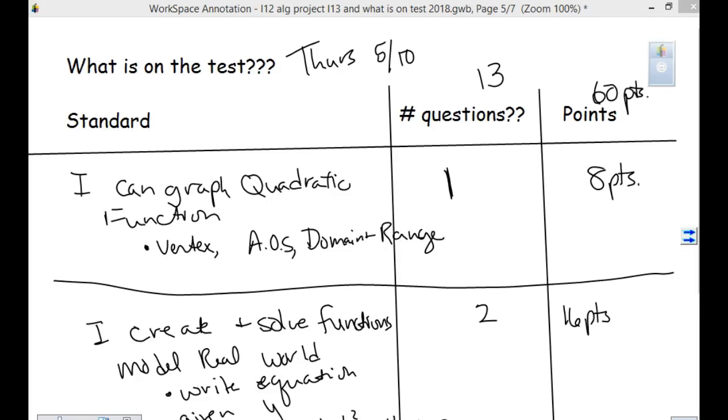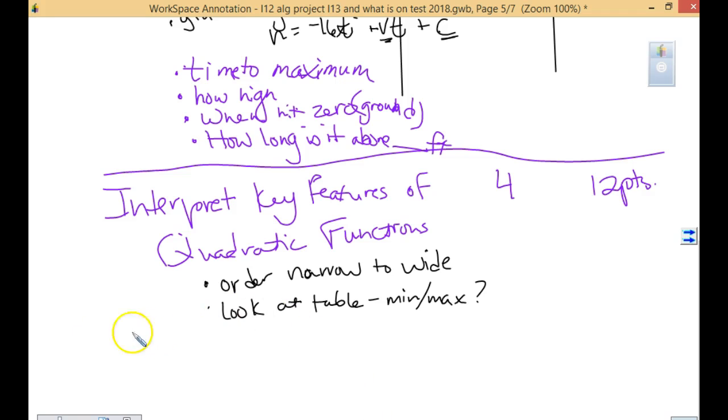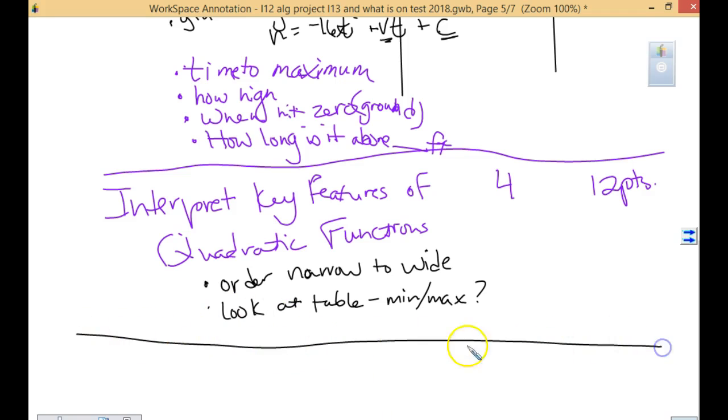So, as we look at what's on the test, we have our first couple of standards. Then, as we take a look at what else is on this interpreting, by looking at the table, finding the minimum and maximum. Another thing I'm going to ask you to find is the vertex of a quadratic. So you might be looking at an equation, so knowing the vertex form of your equation. I'm going to ask you to look at the discriminant.